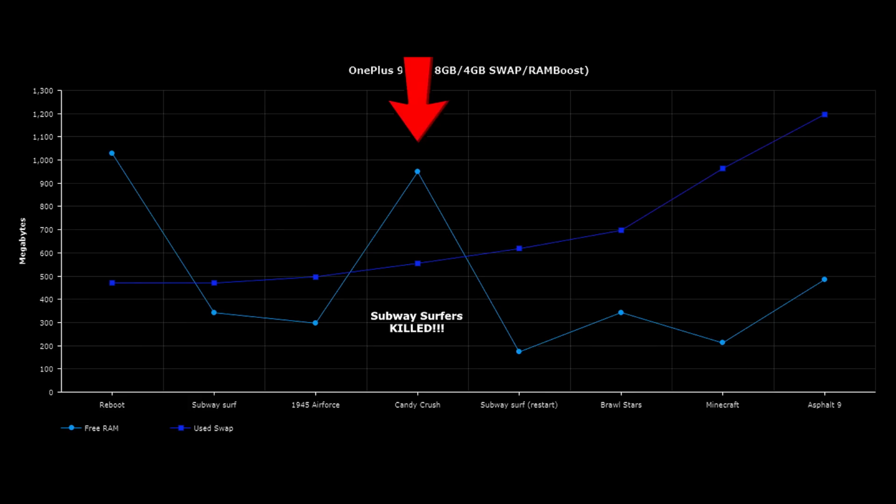So we had Subway Surfers, 1945 Air Force, Candy Crush, and by that point, Subway Surfers was killed again. So I started Subway Surfers up again in the next run, so Subway Surfers has been run twice here to try to convince this RAM Boost that I really did want Subway Surfers hanging around, and it did hang around for a bit longer. I then was able to start up Brawl Stars. Again, we can see the amount of RAM changing there, and the amount of swap space being used going up. Started up Minecraft, again the amount of swap space being used going up.